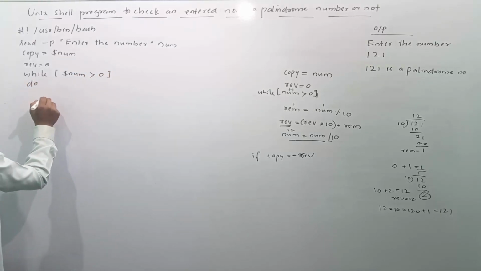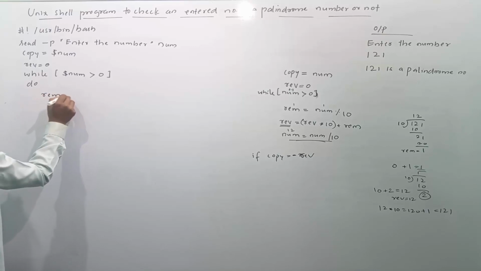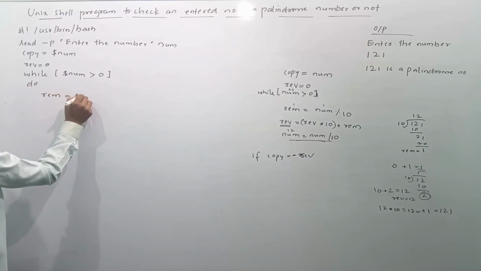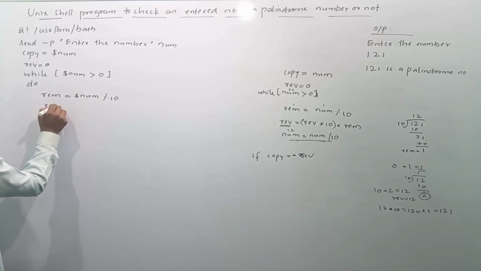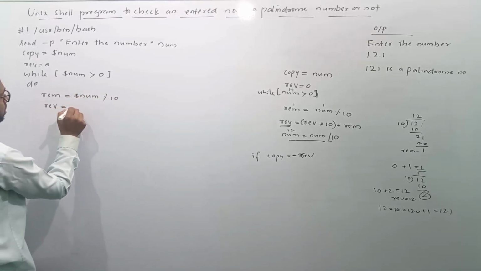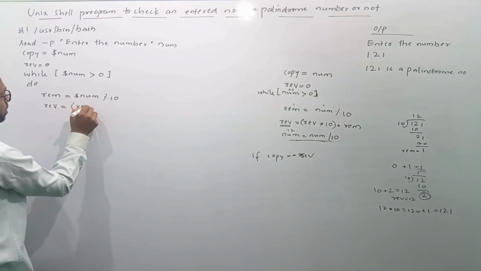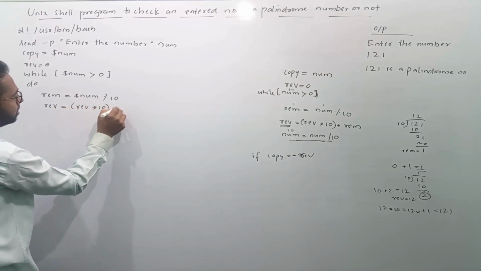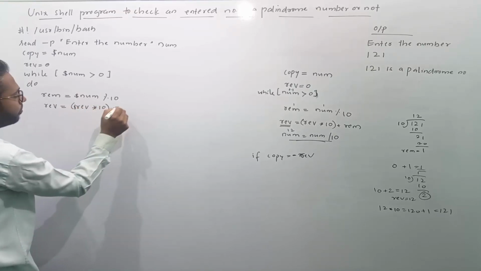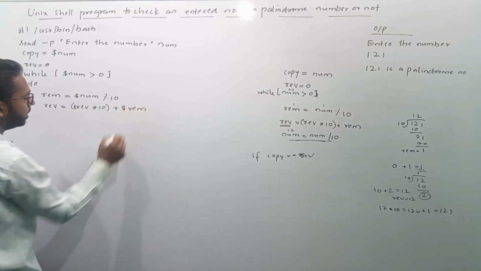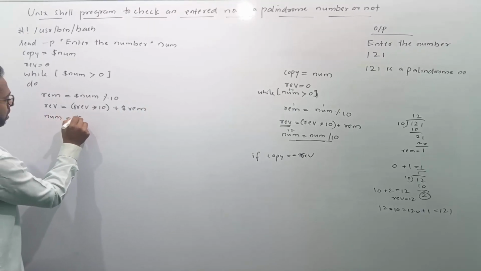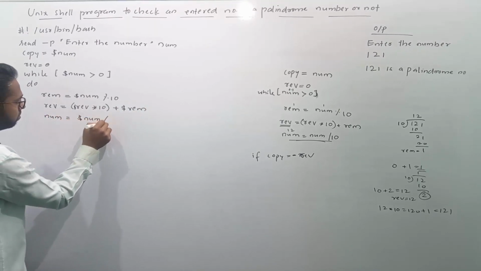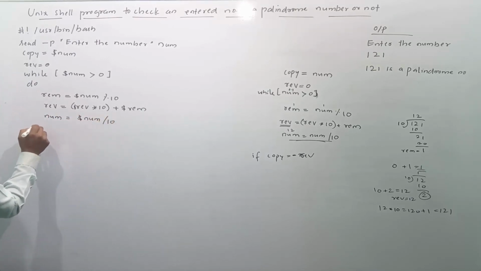Do, then I will find out the remainder, $num mod 10. Then next I will find out the reverse: reverse into 10 plus $remainder. Next I will reduce the number, $num by 10. Okay, here, done.